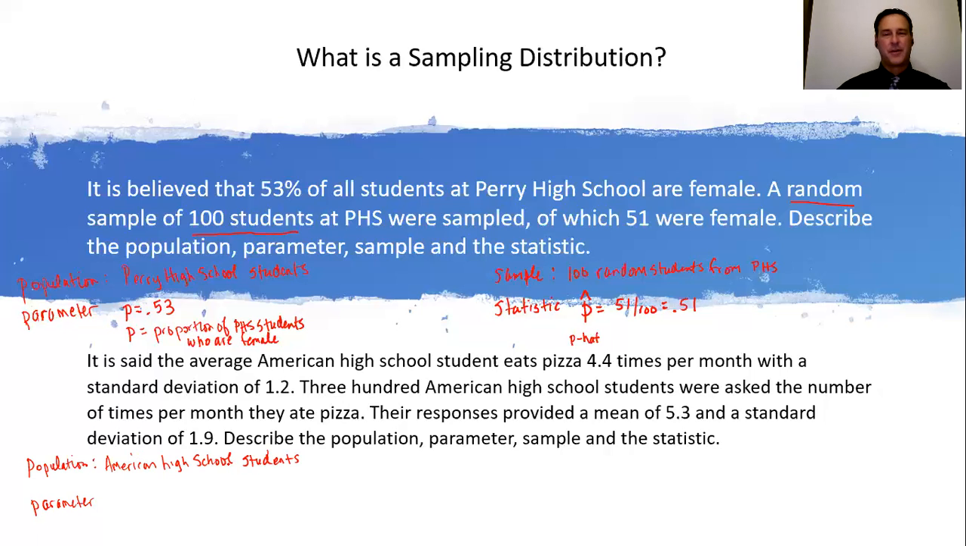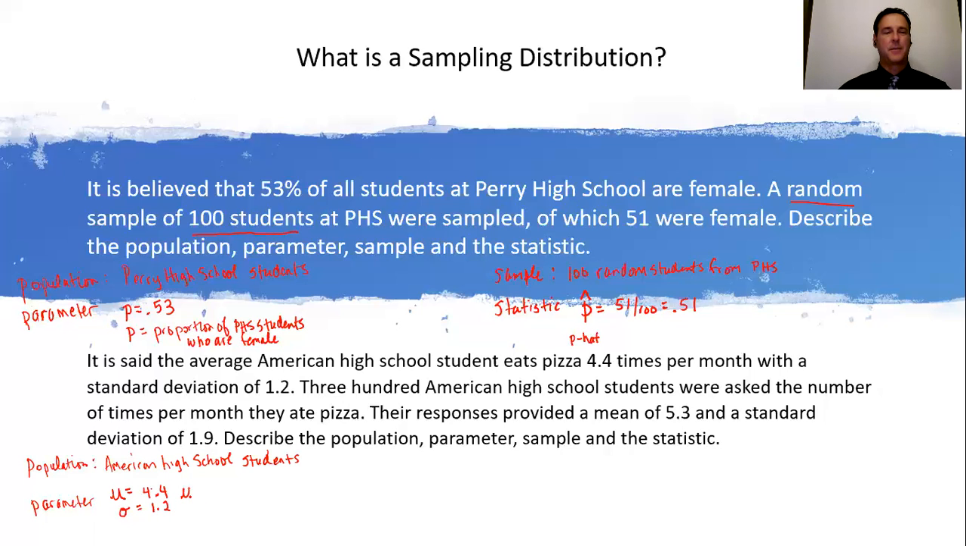Okay, and our parameter is going to be the mean and the standard deviation. So I'm going to describe the mean of this group with a mu, and we'll say that's 4.4. And the standard deviation, in this case, I'll use a sigma for that symbol, is 1.2. Okay, and I'll write those with a parameter.